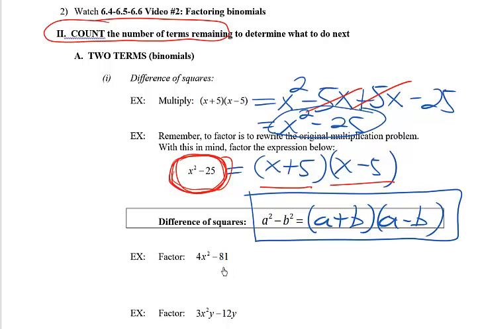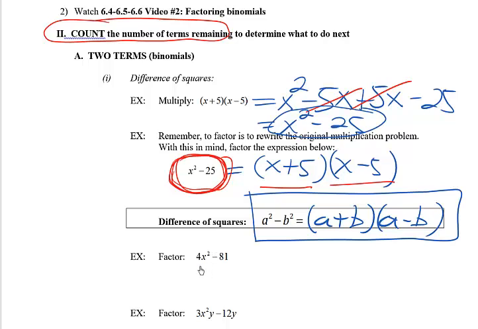Step 2, count your terms. Well, I have 2 terms. There are only 3 methods for factoring binomials, items with 2 terms. We've only learned 1 so far. Let's see if this fits our difference of squares pattern. It does have a minus sign in the middle, so that's good.